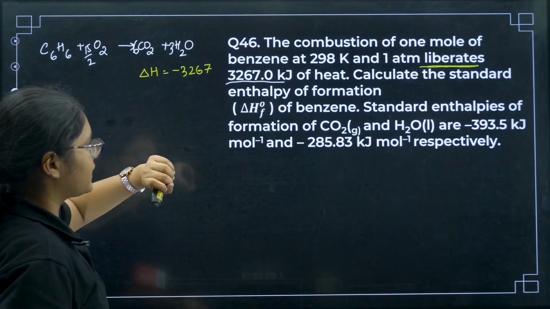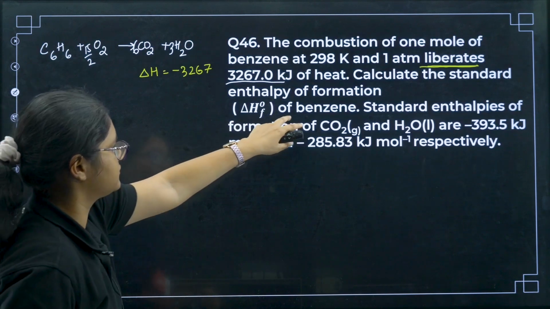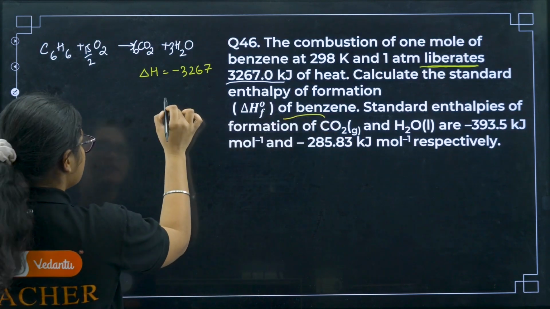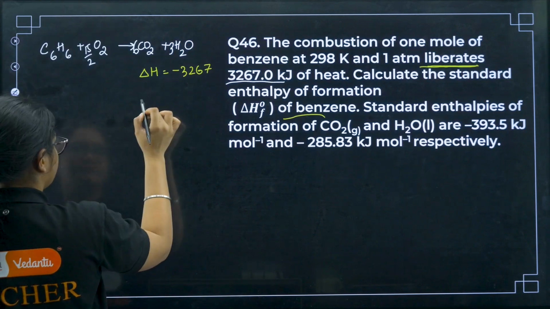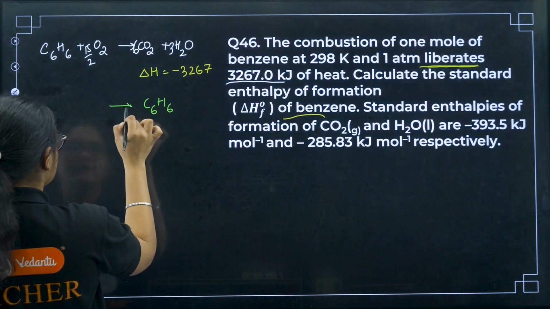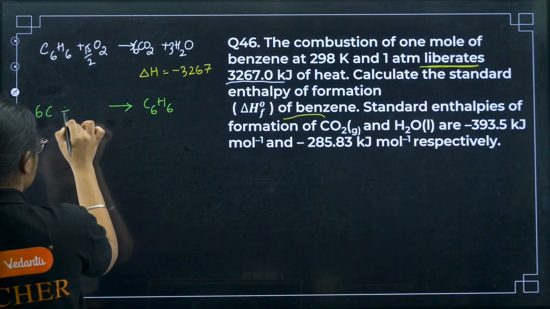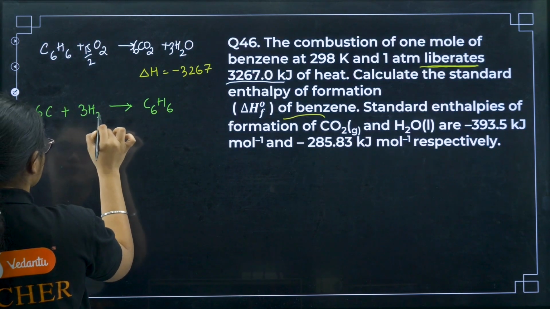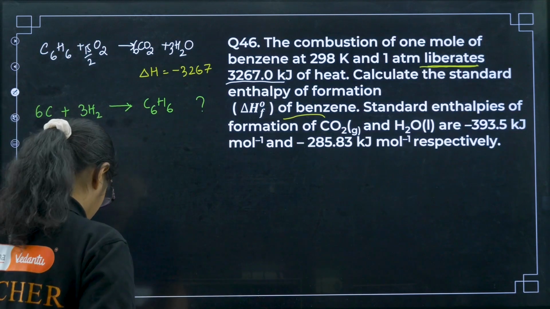Now what do we have to calculate? The standard enthalpy of formation of benzene. You want to form benzene, so what will be that reaction? I'll write the required equation in a different color. You want to form this, so I will have 6 carbon plus 3 hydrogen, which gives benzene, and for this reaction the value I have to calculate.